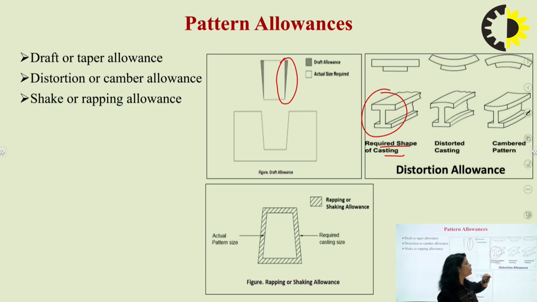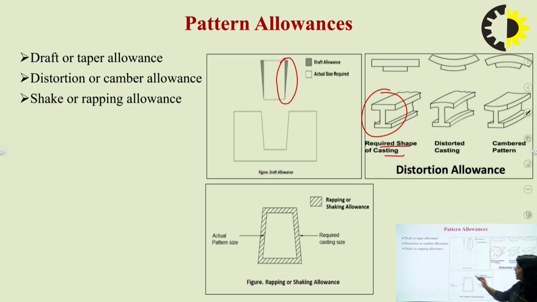So what we will do is provide a little distortion, or bend the pattern a little, in a direction which is opposite to the distortion. If we make our pattern like this, then we will get this shape. Otherwise, we will get the distorted casting. So this is the camber pattern.